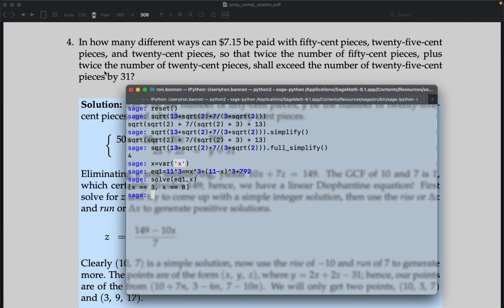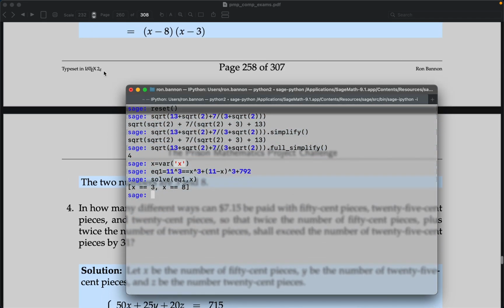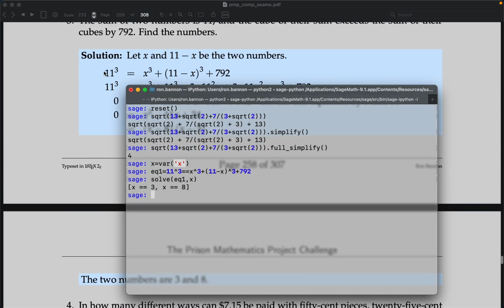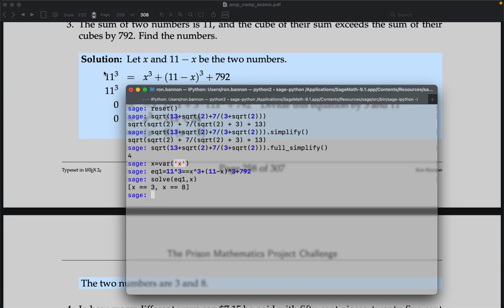Now, this is the kind of question I'm not going to say a computer algebra system would be useful on, but that's not the point here. The point is that you're learning how to use the computer algebra system: how to do arithmetic, and how to solve an equation, all right?